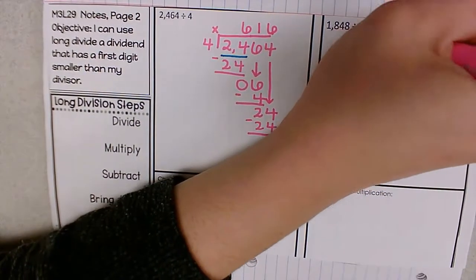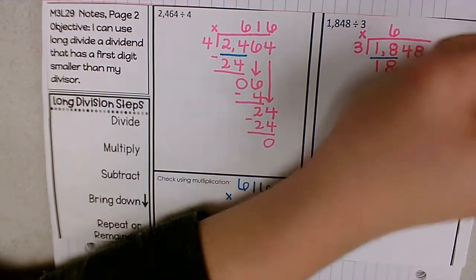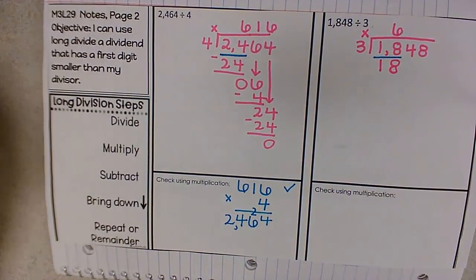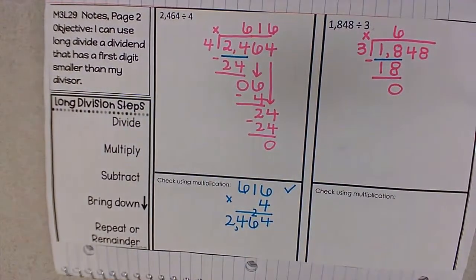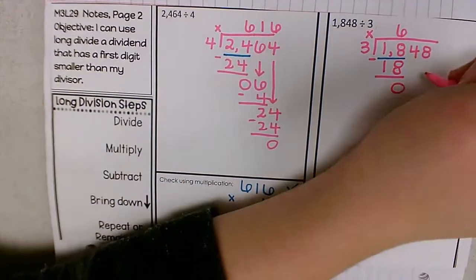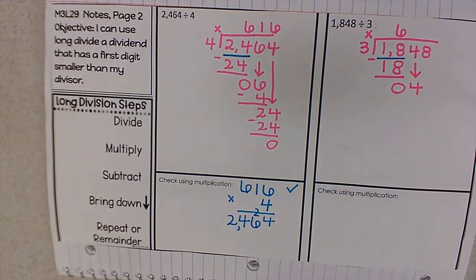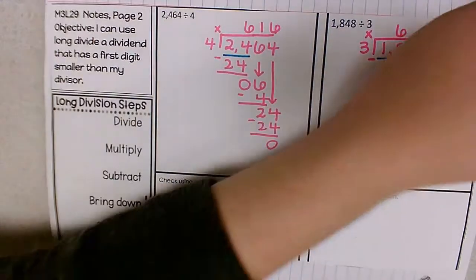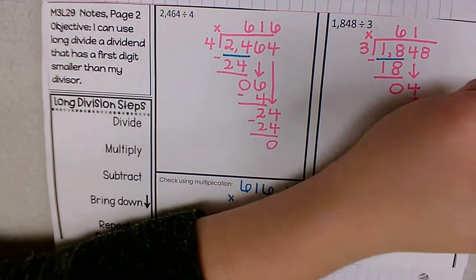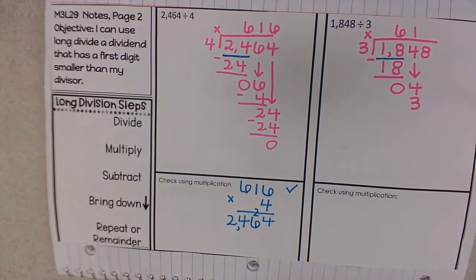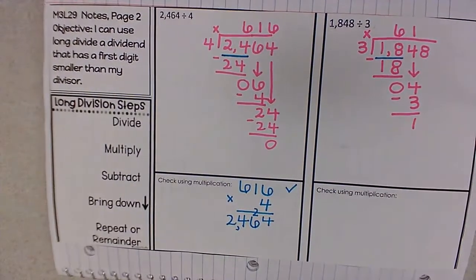Divide, multiply. 3 times 6 equals 18. Divide, multiply, and subtract. Bring it on down and bring it on back. Divide. 4 divided by 3. Well, that's only one group of 3. Divide, multiply. 1 times 3 is 3. Divide, multiply, and subtract. 4 minus 3 is 1.